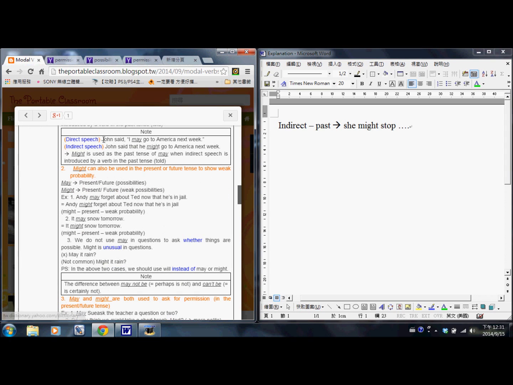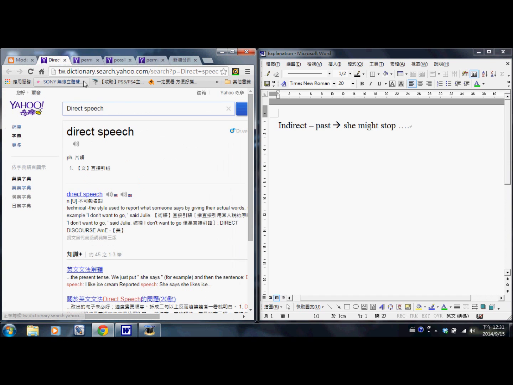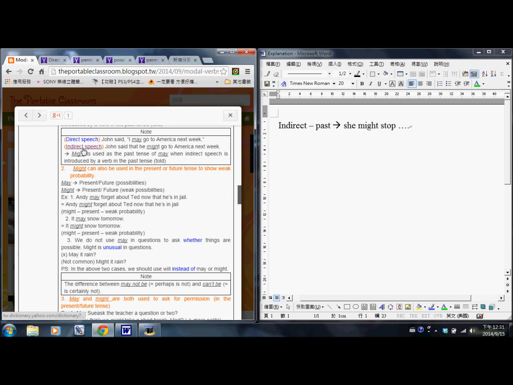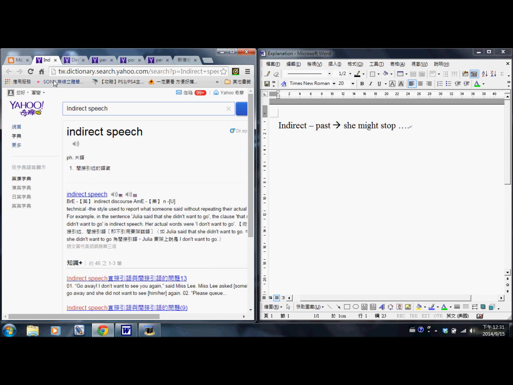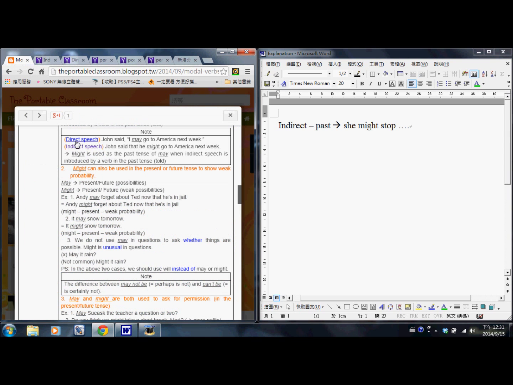Now, take a look at the note over here. Note, direct speech. John said, I might go to America next week. If you have no idea what direct speech is, just click the link and you will have a description of what direct speech is in Chinese. And then indirect speech just means this. Basically, it's pretty simple. When you use direct speech, you are quoting the person's words. So you're saying, John said, quotation mark, I may go to America next week. This is what John said.